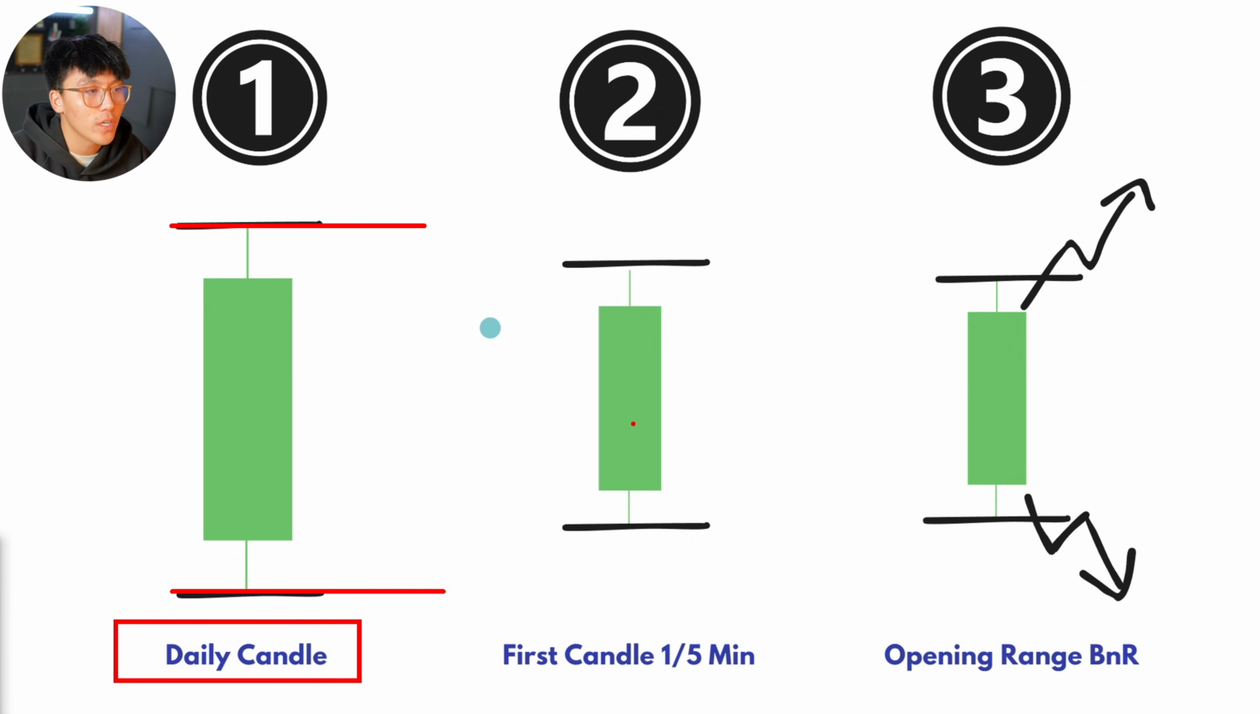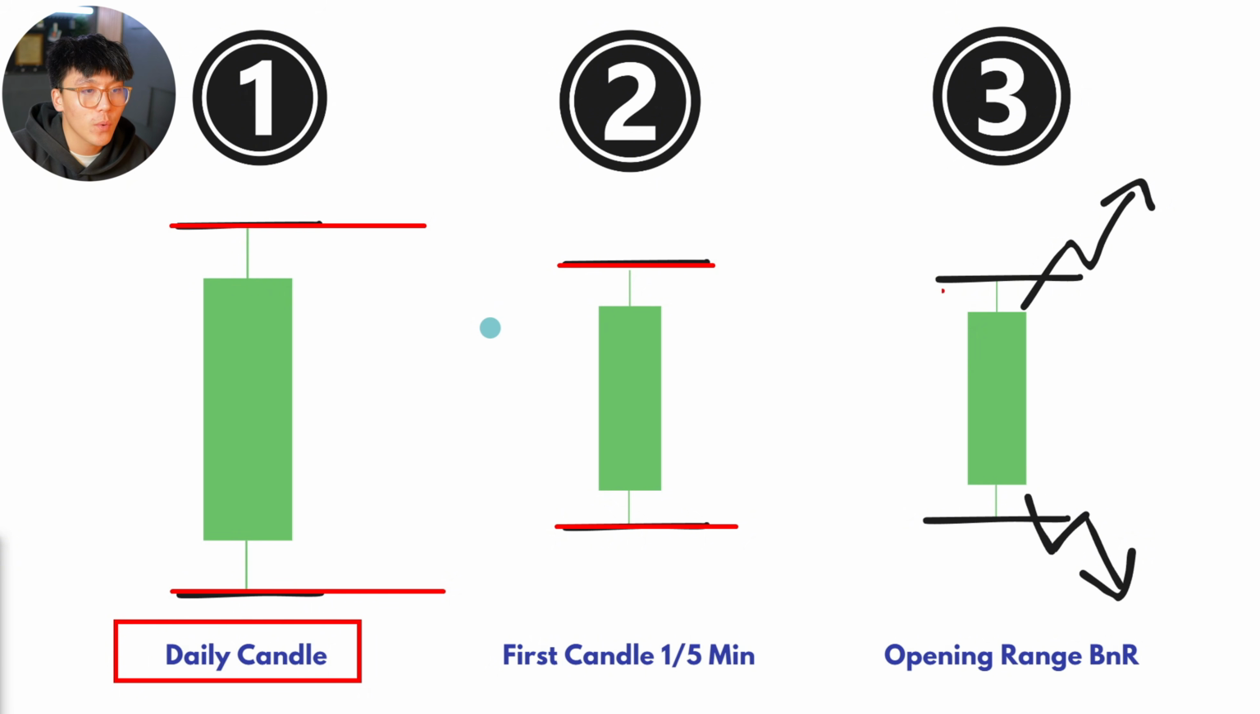The next thing you want to do is go on to the 1 or 5 minute. This is the first candle at New York session open. So as soon as 9:30 a.m. opens, you want to mark out the first candle high and low. This is what's called the opening range candle. This can be done on the 1 or 5 minute chart.